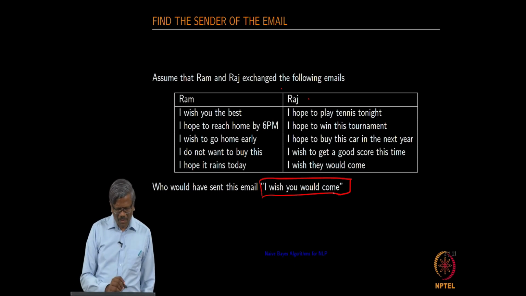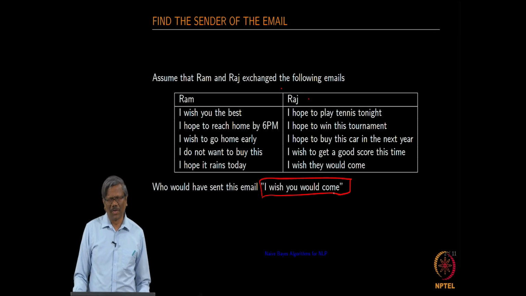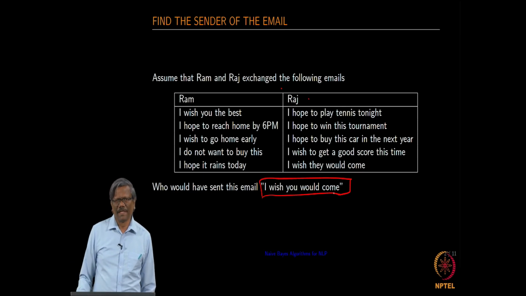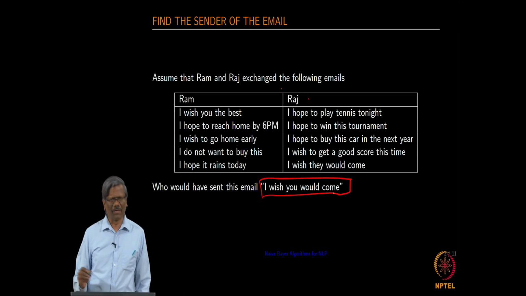So, what do we do in statistical modeling? We start looking at the number of occurrences of words. That is what we want to do. Can we just do it without any help from probability and statistics to find out whether this mail has come from Ram or Raj?